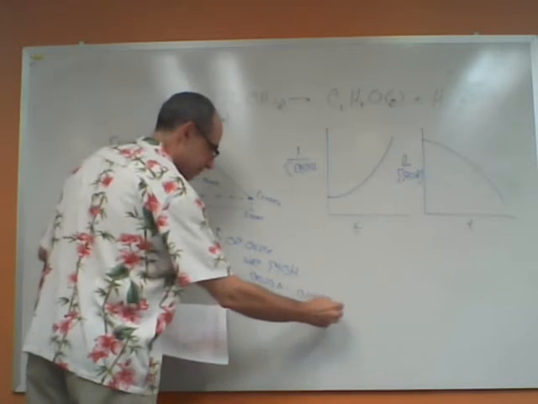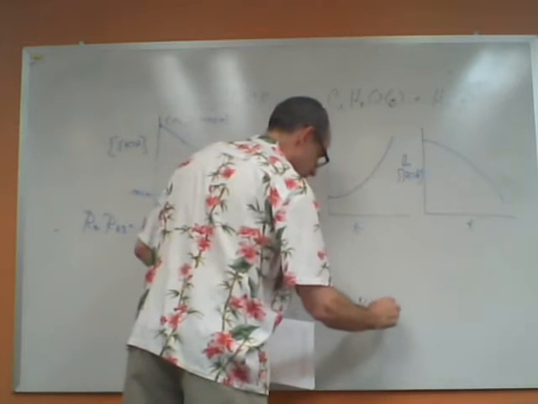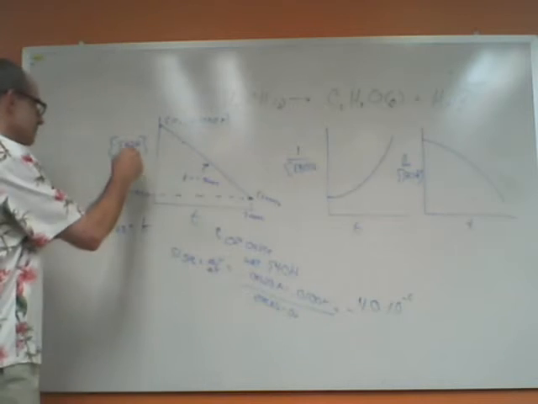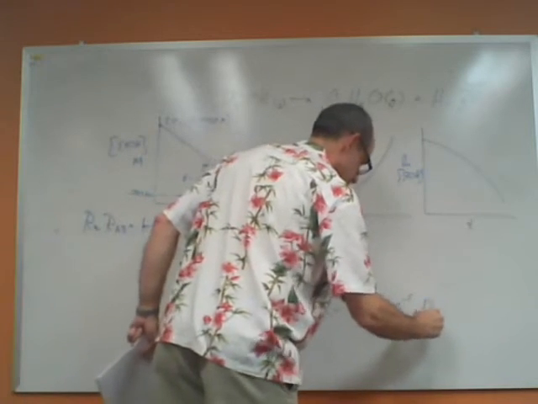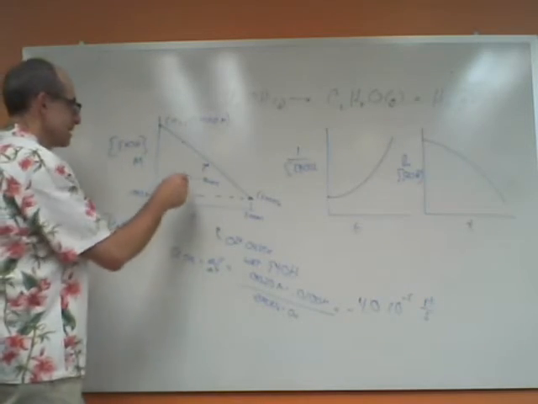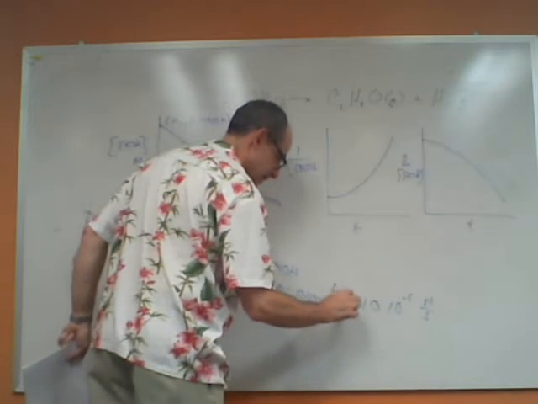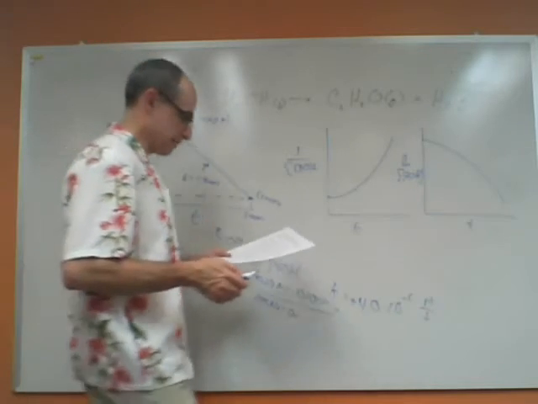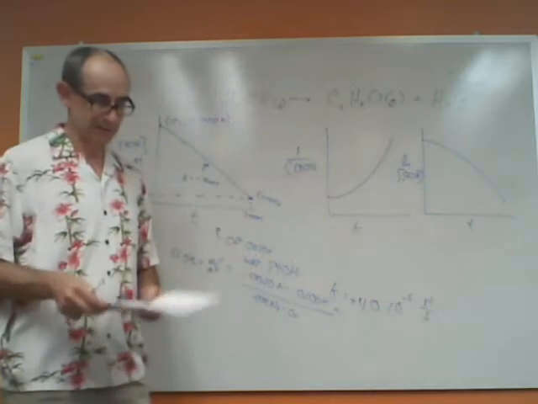minus 0 seconds. And if you do the arithmetic on that, I get negative 4 times 10 to the negative 6th, and the unit would be molar per second. And that's the slope, so the value of k would be negative of that. So k equals positive 4 times 10 to the negative 6th molar per second. And that's also the value of the rate constant.